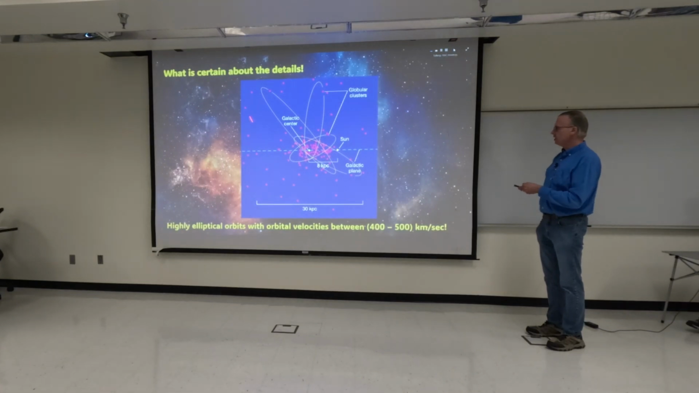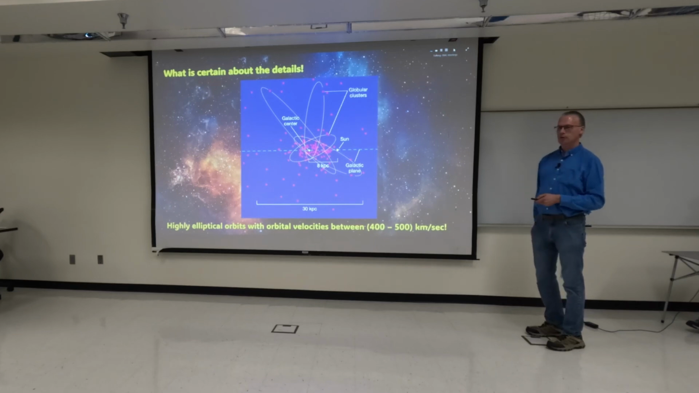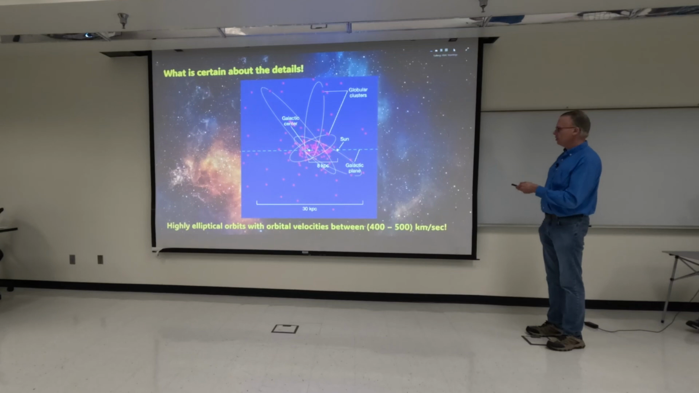One thing is highly elliptical orbits. Basically, a globular cluster can stretch out to about a few 100,000 light years from the center of the galaxy. And then when they come to the other end of the orbit, it's maybe only 20 or 30,000 light years away. So we get highly elliptical orbits.